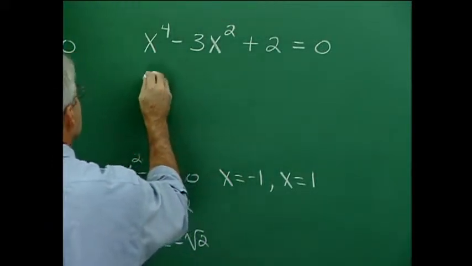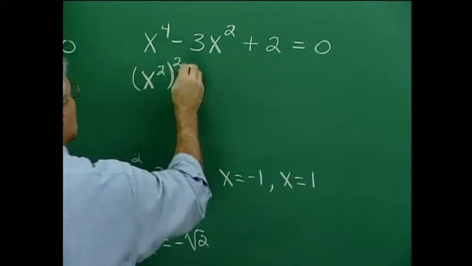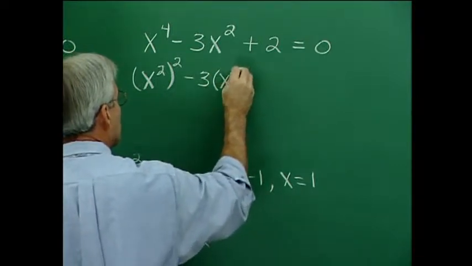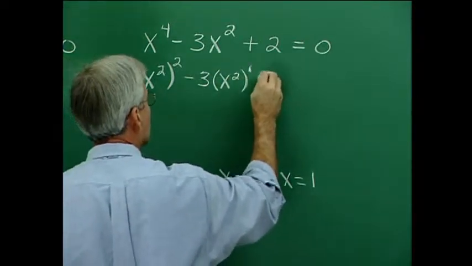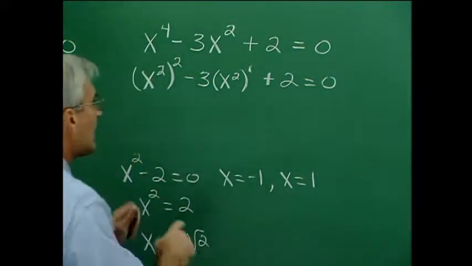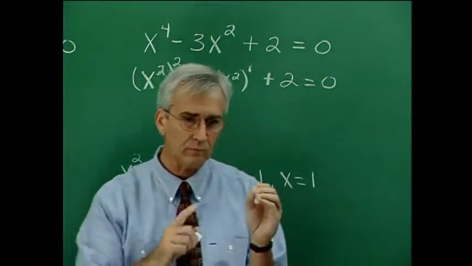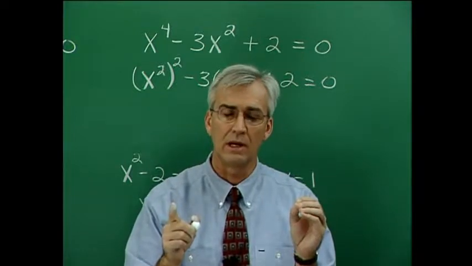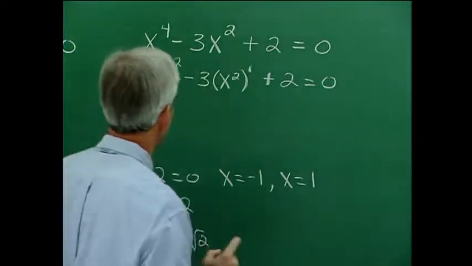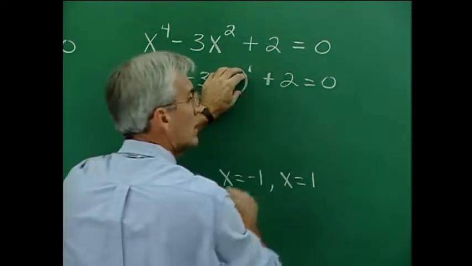If we recognize that this x to the fourth can be written as x squared squared, and this can be written as 3 times x squared to the 1 power, and then this is just plus 2, here's the quadratic form. Now the quadratic form is where we have a variable quantity squared in the first term, and that same variable quantity to the first degree in the second term. And we have that here: the variable quantity squared here, to the first degree here.